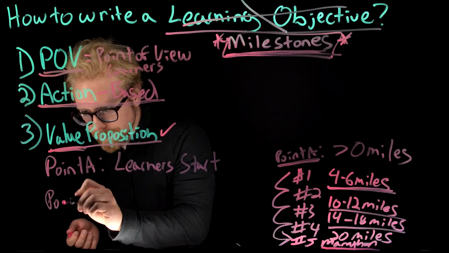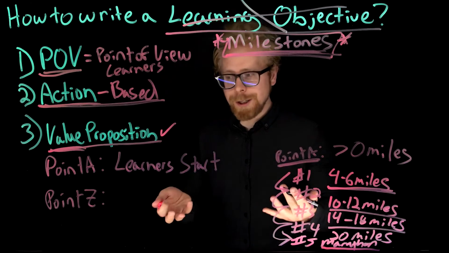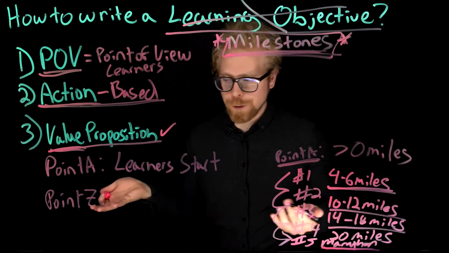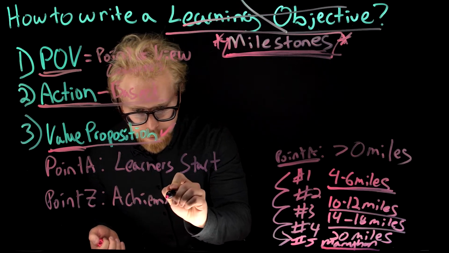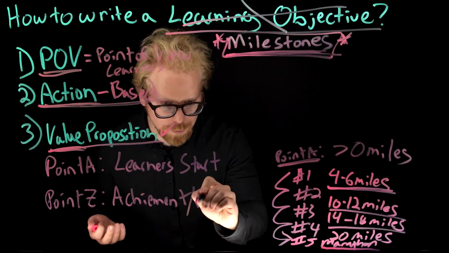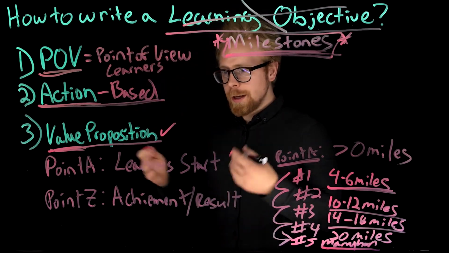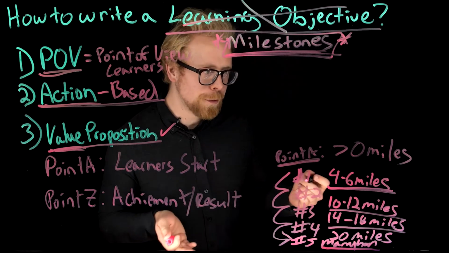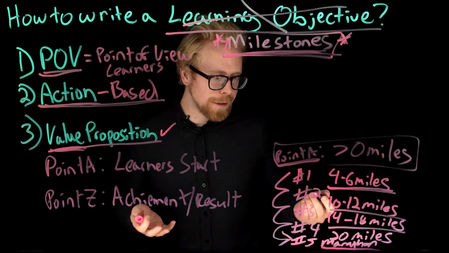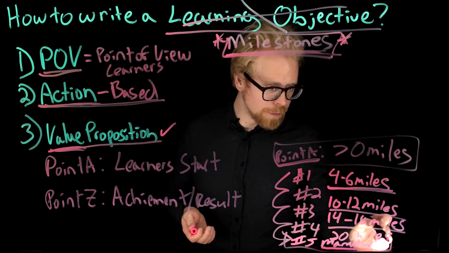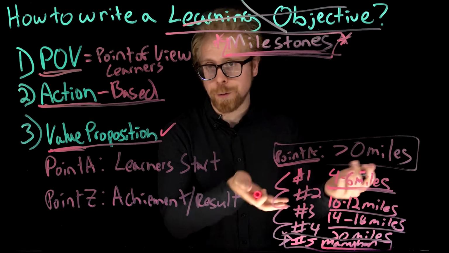The point Z is, what do they achieve at the end of your e-learning program? Achievement or result. So your value proposition is, hey, you went from running no miles a week to in 18 weeks, you ran a marathon. That's the value proposition of a program teaching someone how to run a marathon.